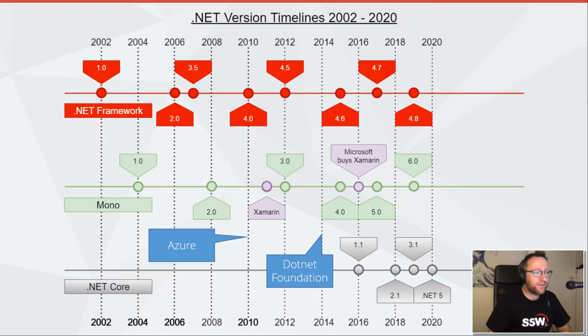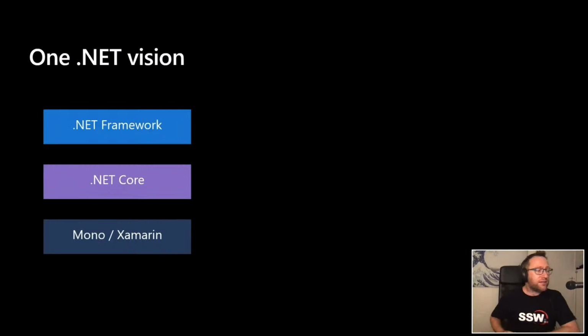Then in 2014, the kind of precursor to the whole .NET Core open source thing is the .NET Foundation being formed. Okay, so here's the current state of play. We've got 3 versions of .NET sitting on this timeline. So let's talk next about the One .NET vision.